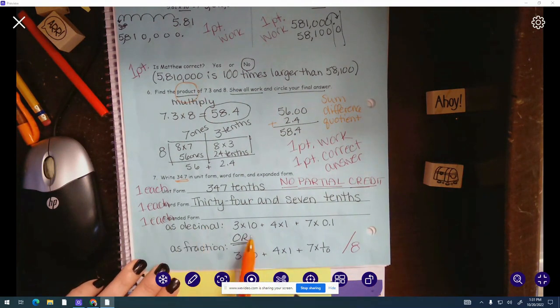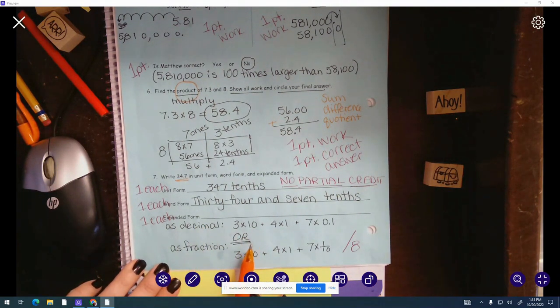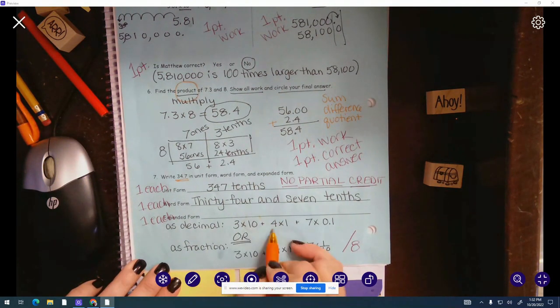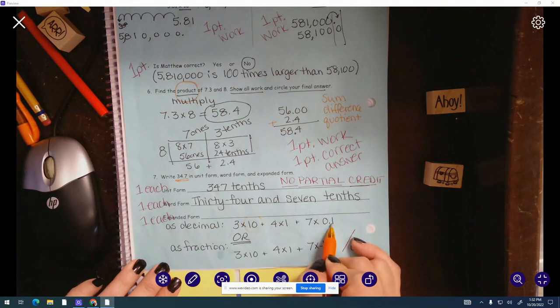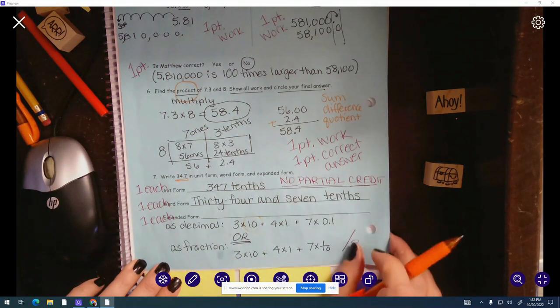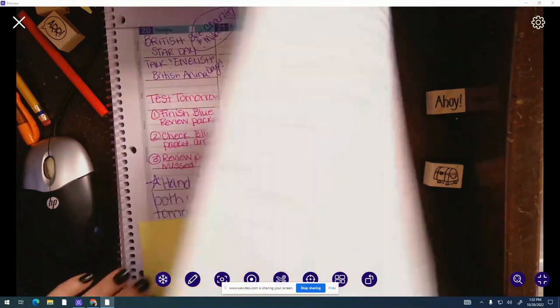Expanded form, we talked how it is a little different than your elementary way because we are focusing on the units. So there are 3 tens, 4 ones, 7 tenths. You could do it as a decimal or a fraction. Pick one or the other. 1 point. Page is worth 8 points.